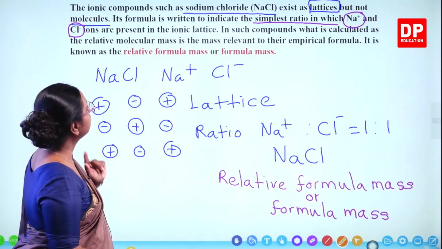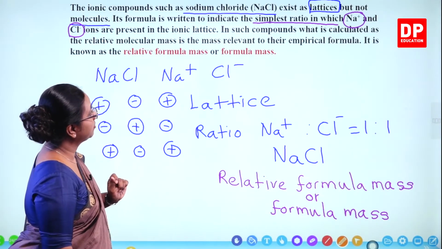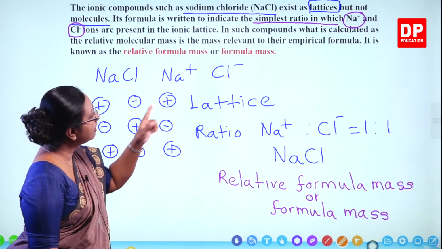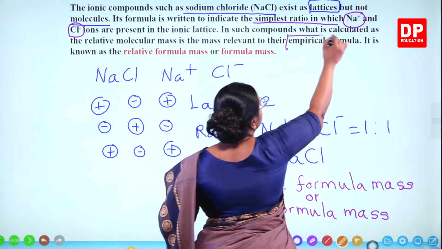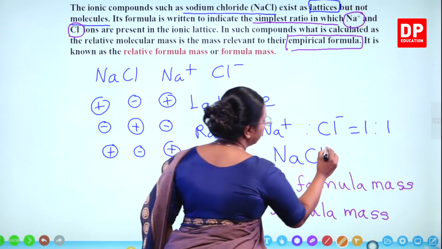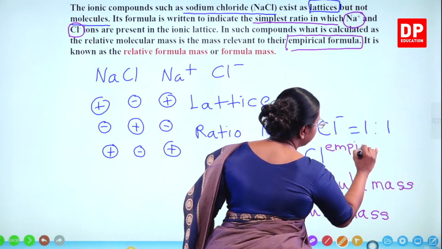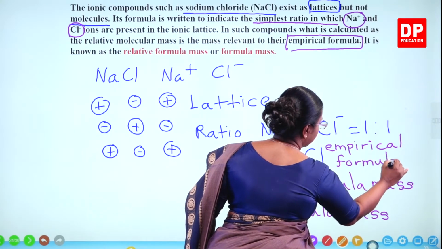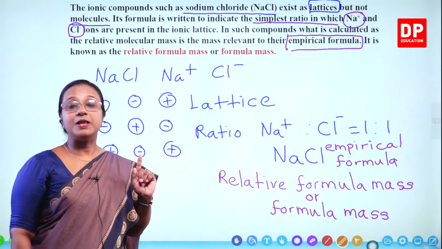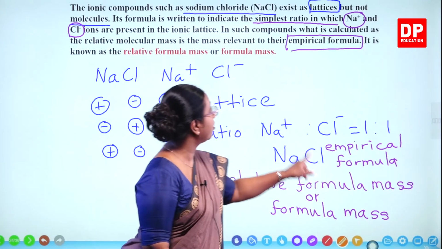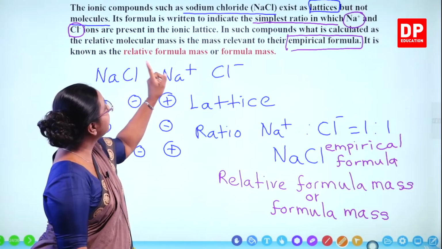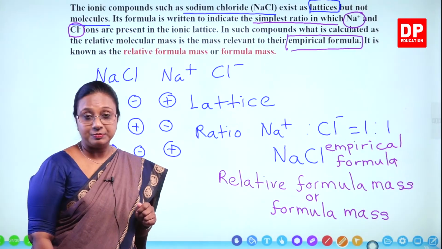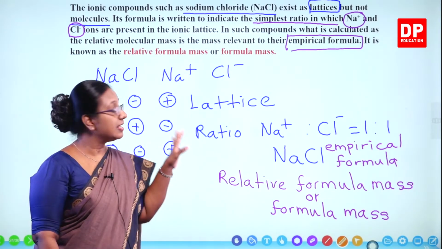This is the ionic lattice. In such compounds, what is calculated as the relative molecular mass is the mass relevant to their empirical formula. So what we write here is the empirical formula. The relative molecular mass calculated for the empirical formula is known as the relative formula mass, or formula mass, of that ionic compound. So can you all understand what this is?